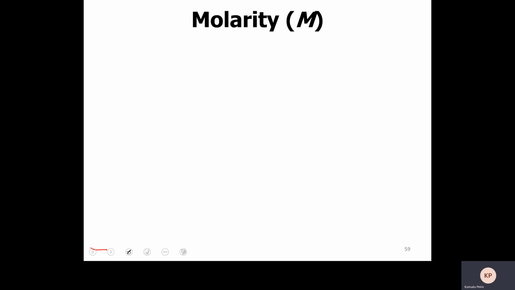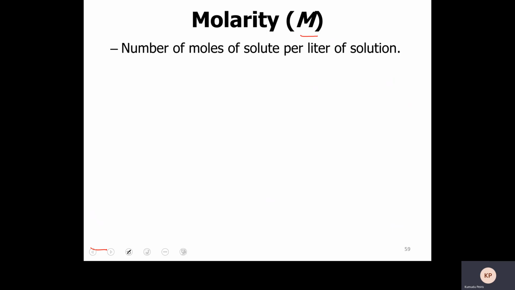Hello everyone. Today I am going to talk about the molarity, subscripted by the capitalized M. The molarity is the number of moles of solute per liter of solution.